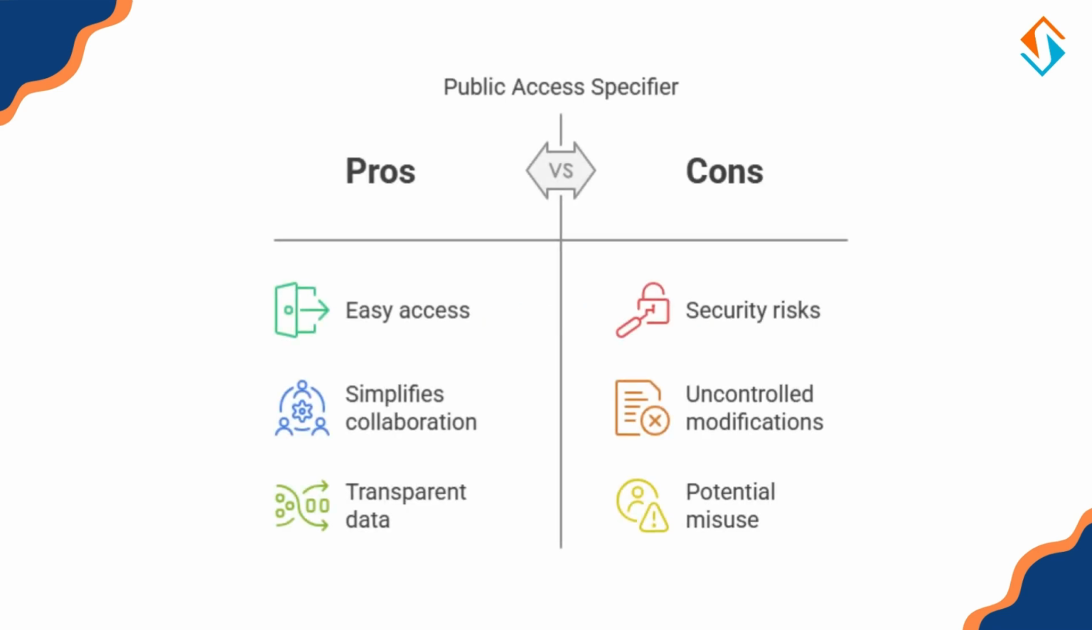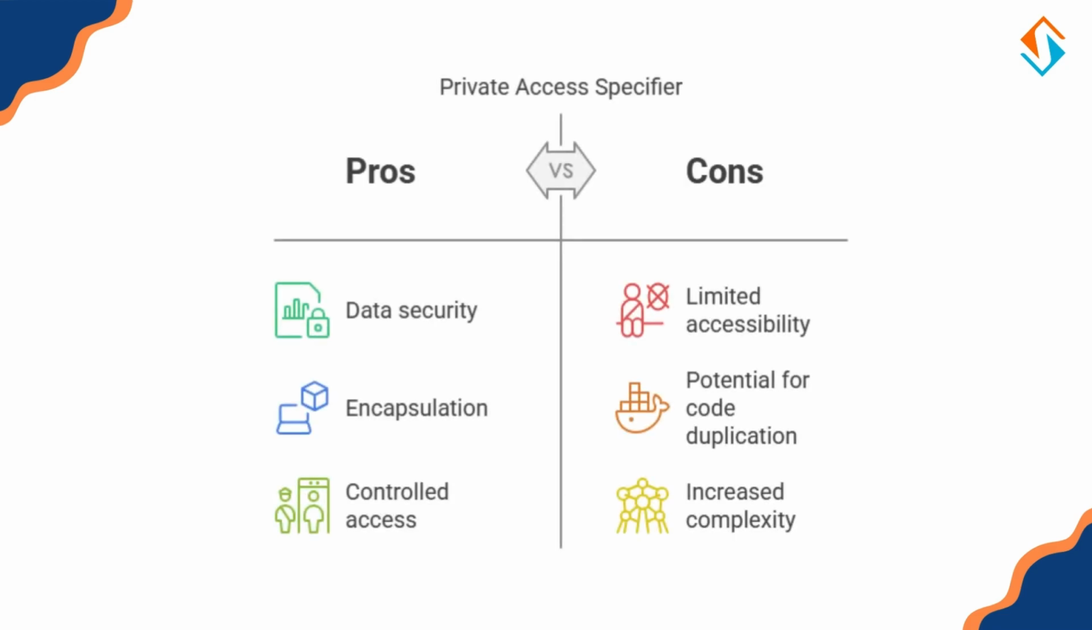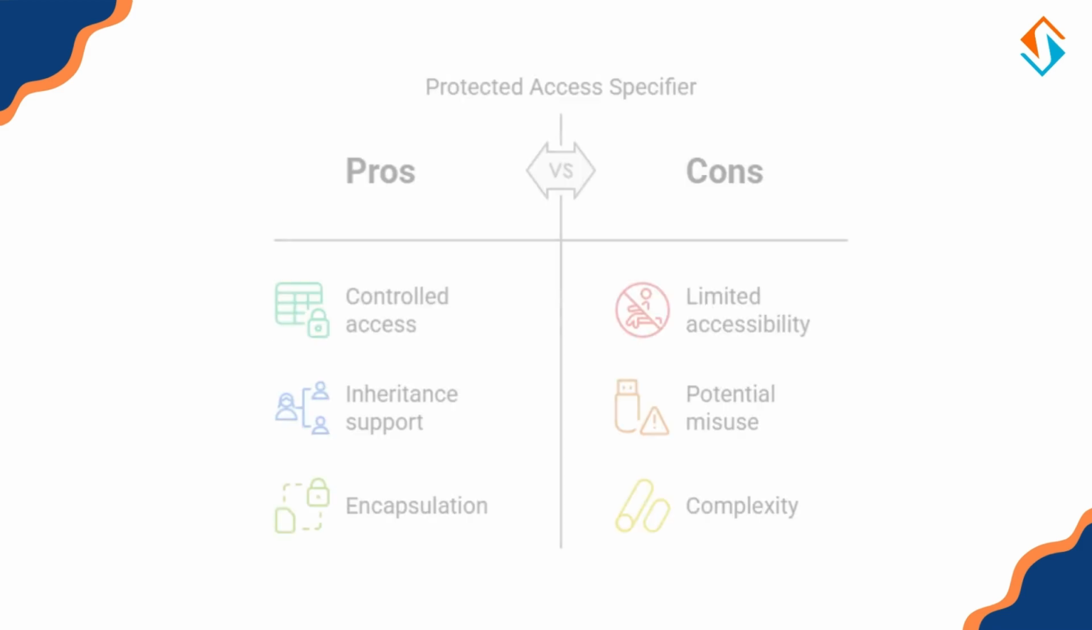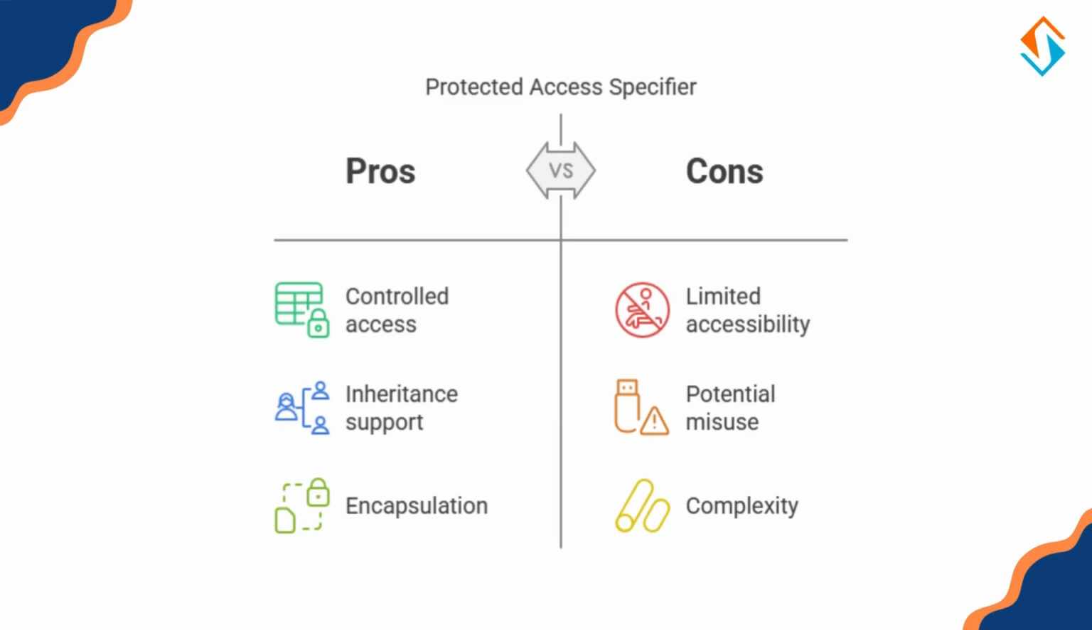There are 3 access specifiers. First, public. This means anyone can use it. It's like saying, here's my toy, and you can play with it too. Second, private. This means no one else can touch it. It's my toy, and I won't share it with anyone. Third, protected. This one is special. It's private, but it can be shared with family.